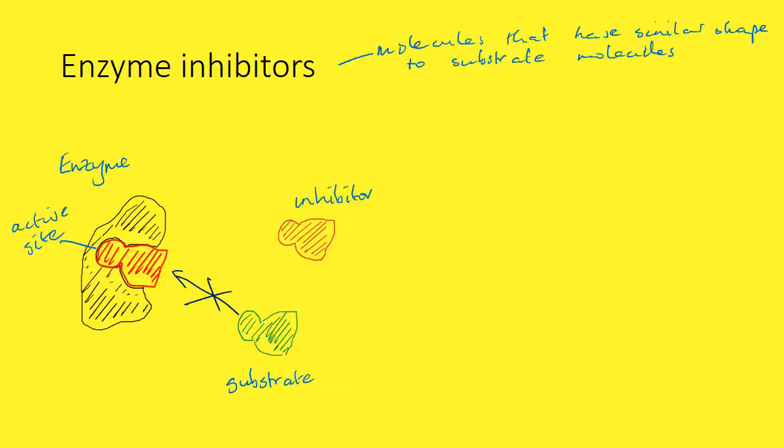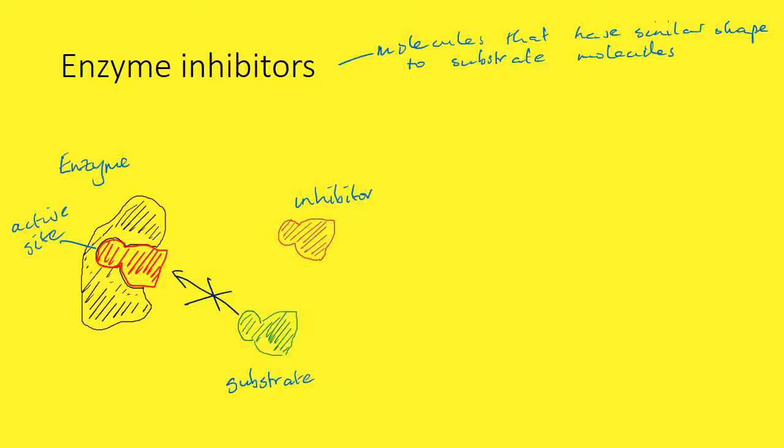The amount of inhibition that occurs is dependent on the concentration of the inhibitor versus the concentration of the substrate, and also how strongly the inhibitor bonds to the active site of the enzyme. If it bonds very strongly, then it's difficult to remove, and that would inhibit more reaction than if it bonded weakly.